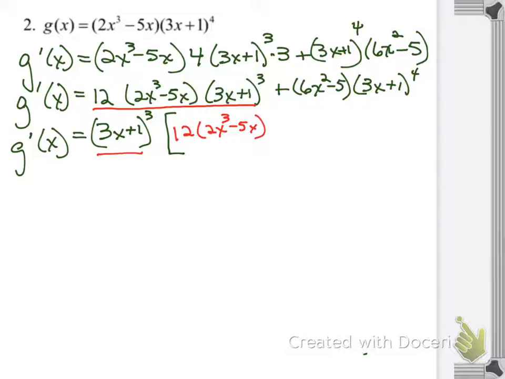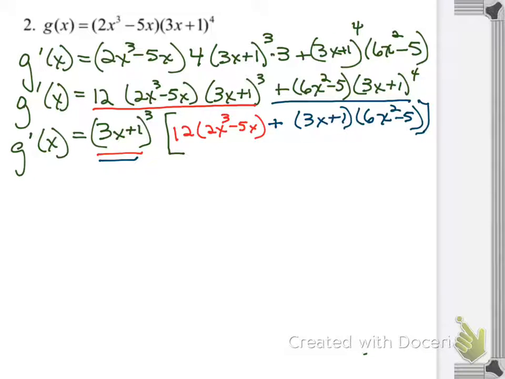So now let's do, I'll get a different color, the next term. So here's our next term. Bring down your operation. I have this, I need that, so I need one more 3x plus 1. And I also need to copy down 6x squared minus 5. Okay, and I'll put that in the bracket.